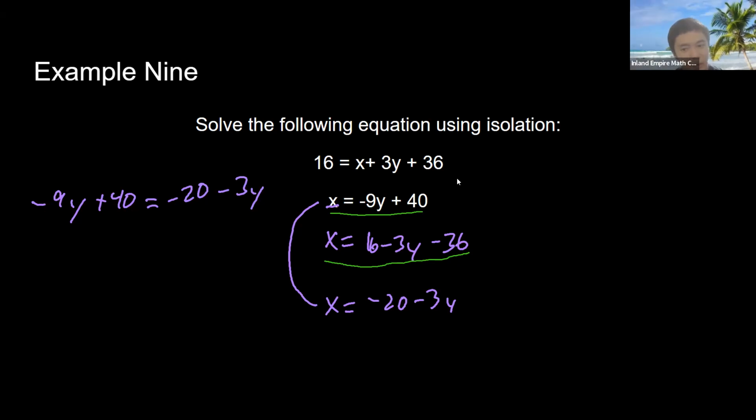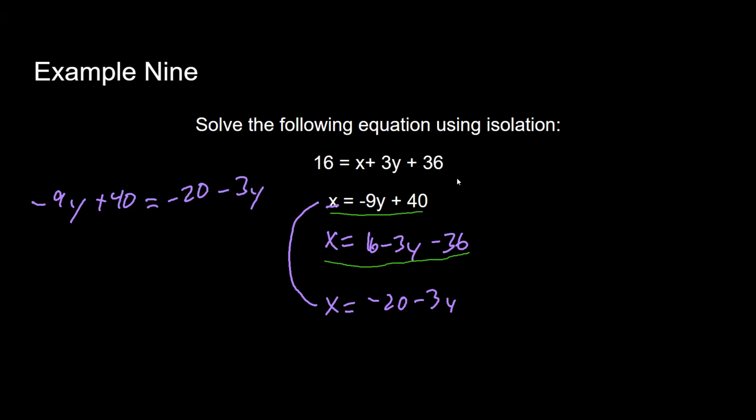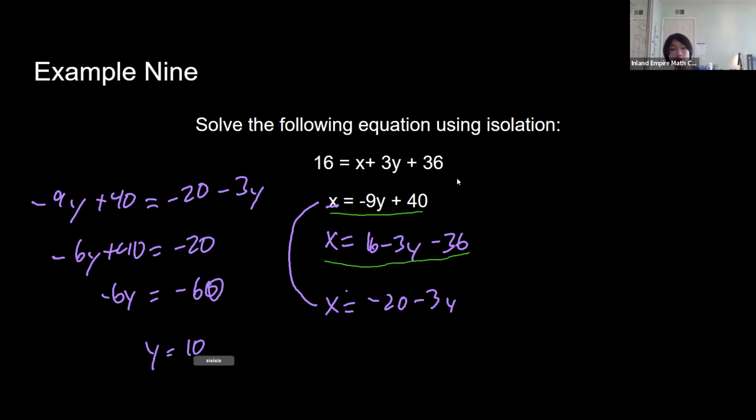All right, Kaden, you want to finish the problem? So add 3y to negative 9y. That works. So then subtract 40 from negative 20. And then divide negative 60 by negative 6 to get 10. There you go, you're correct. Great job, Kaden.